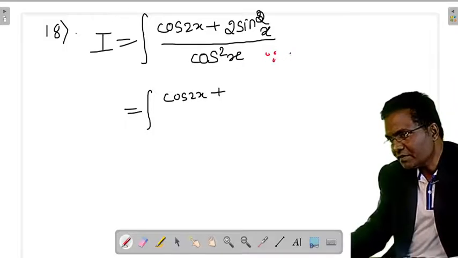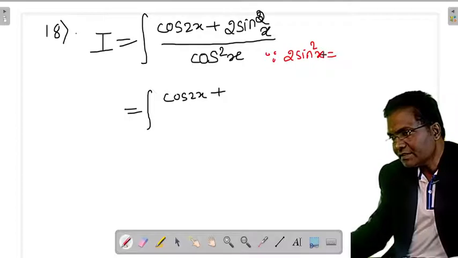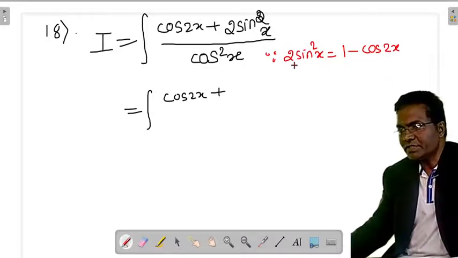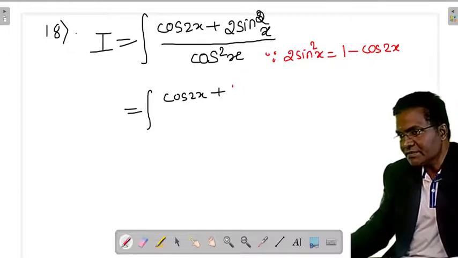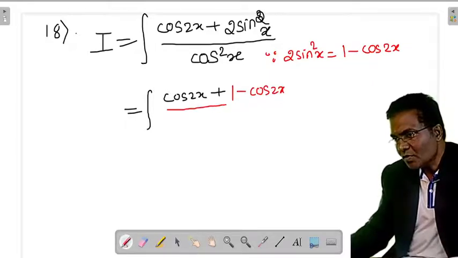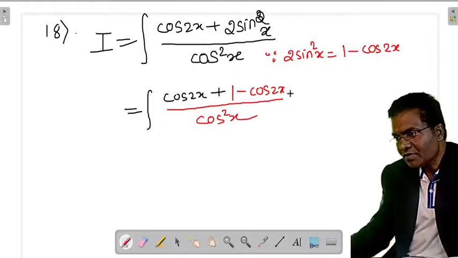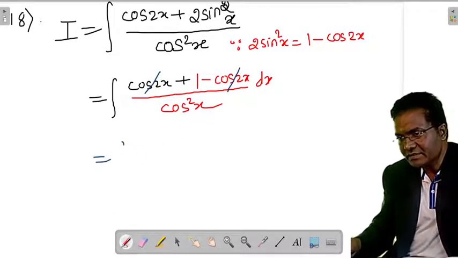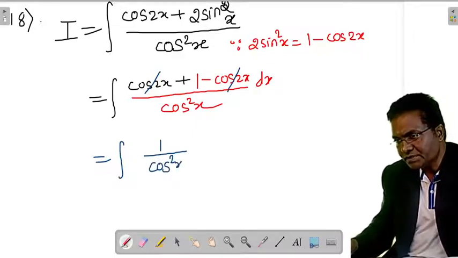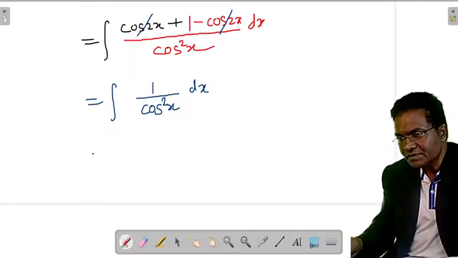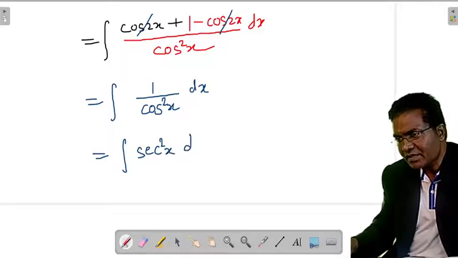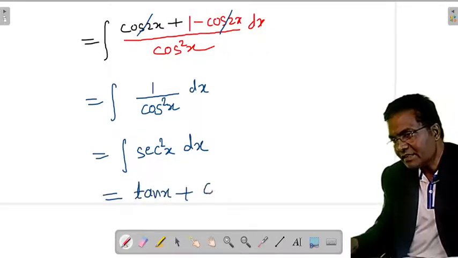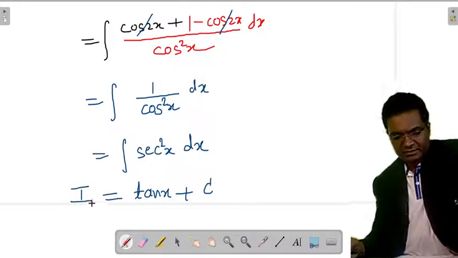Okay, so this is straightforward. 2 sin square x is 1 minus cos 2x, because we know that sin square x is 1 minus cos 2x by 2. So this 2 is here. So you can write it as 2 sin square x is 1 minus cos 2x, whole divided by this cos square x dx. Okay. Now this cos 2x cancels. You got the simplest one, that is 1 by cos square, this is your secant square x. Okay. So integration of sec square is tan x plus c. Okay. Simple one.